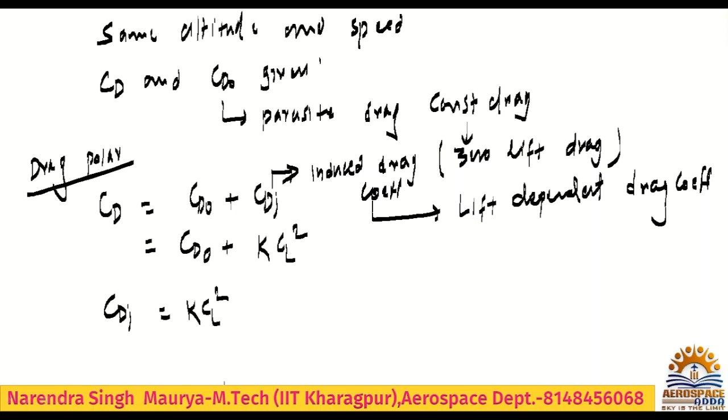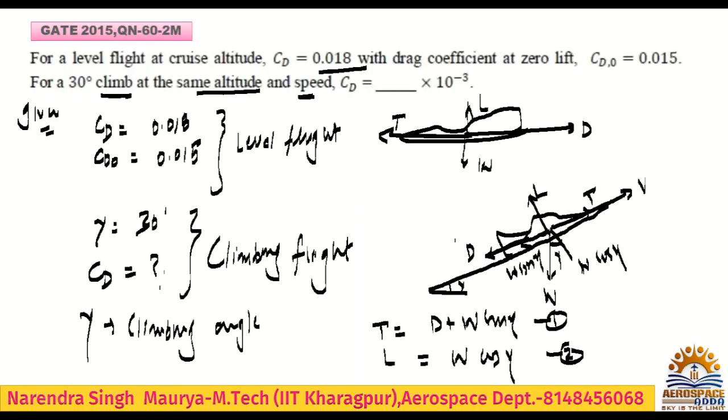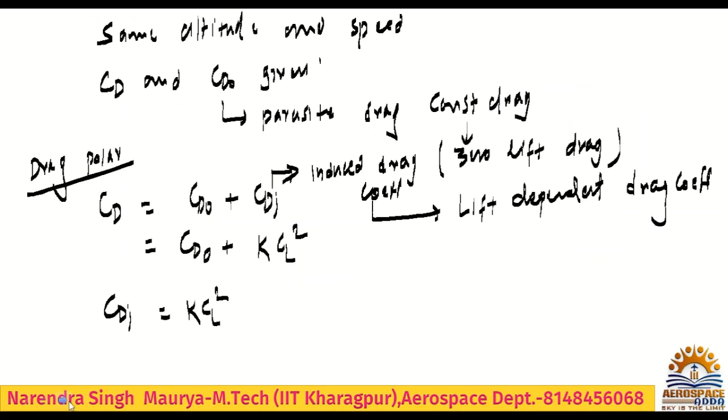So as I mentioned, CD naught will be constant for both conditions, but CDI will depend on the operation of the aircraft. They are asking for the CD value for the climbing case. So we'll do one thing. We'll take this CDI, and for both conditions we have to write the CDI, because for both conditions CDI will be changing.